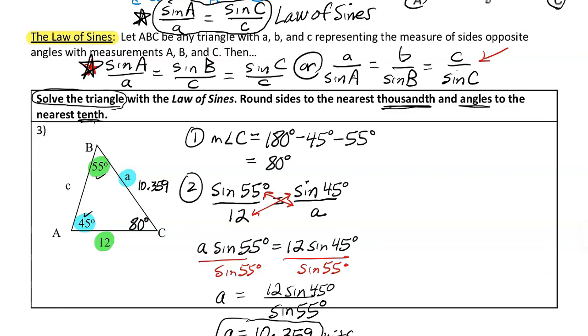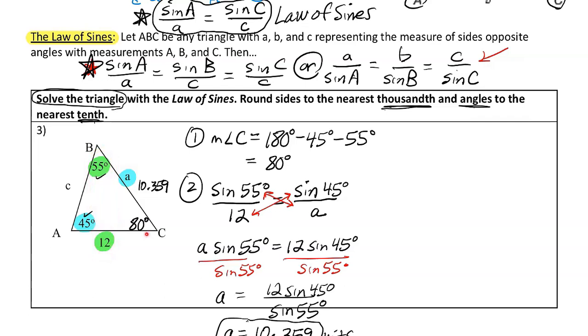I do want to point out, just so you can get a sense if your answers are right, 55 is opposite of 12. Since 45 degrees is smaller than 55 degrees, then the side length A should be smaller than 12. So since 45 is the smaller angle, A is the smaller side. I know it doesn't look like that on the diagram. It's not drawn to scale. But 55 is going to have a side bigger than that.